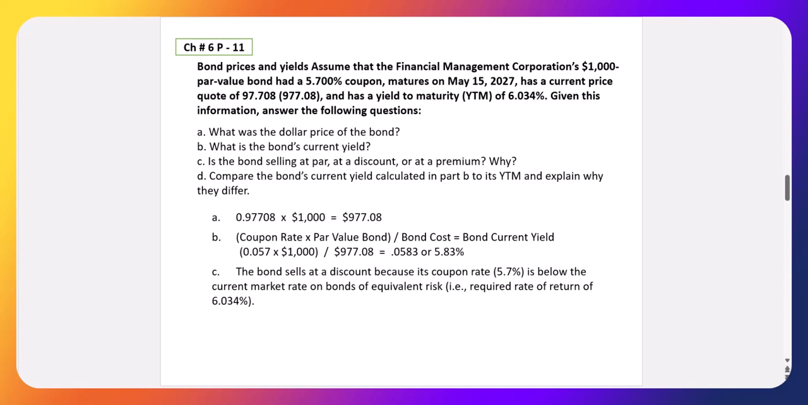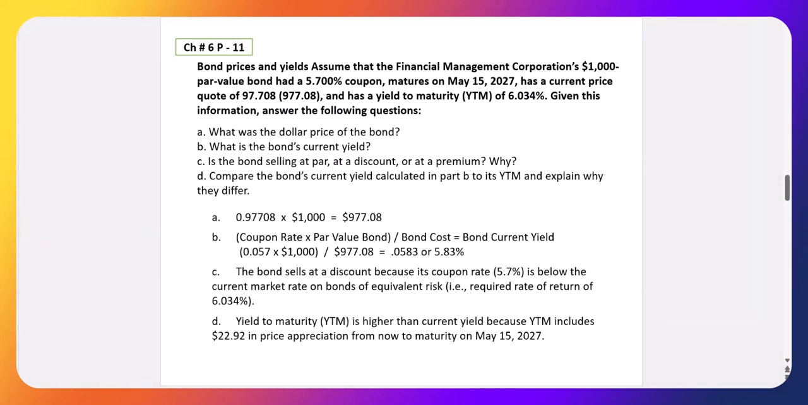Please review, again, the chapter concepts regarding how to calculate a bond at a discount, premium, or at par. Lastly, the yield to maturity is greater than the current yield because yield to maturity includes 22.92 in price appreciation from now to maturity on May 15th, 2027.